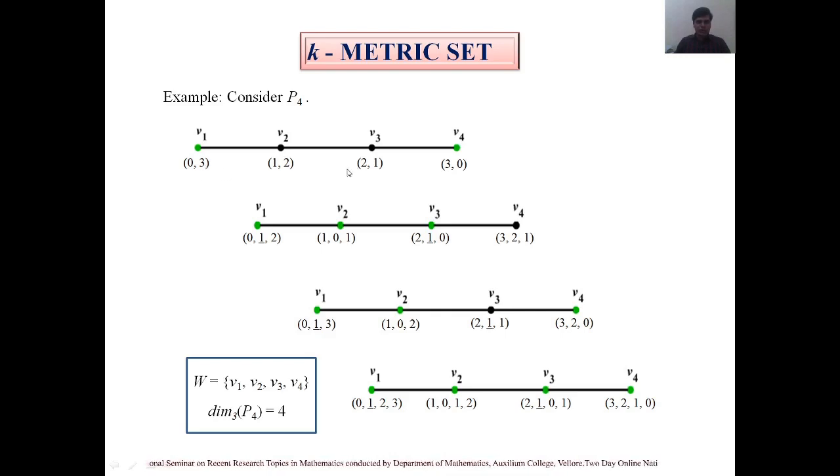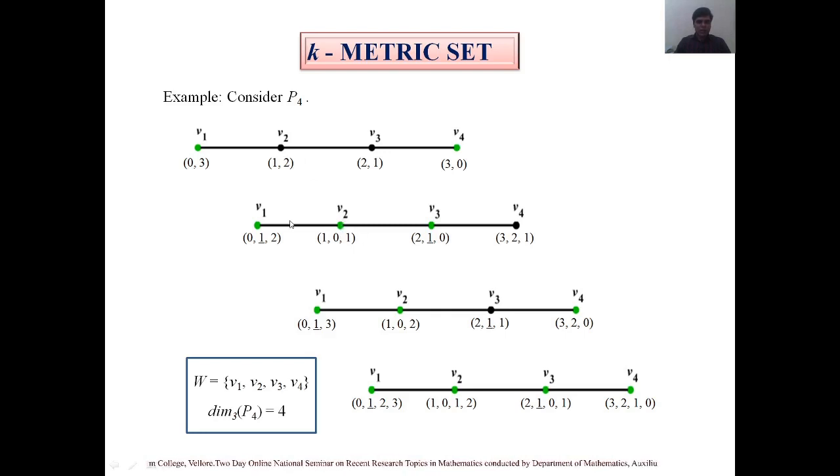If you consider any two vertices, there is a variation in two places. Suppose V1 and V3 I am taking, first coordinate is 0, here 2, here the second coordinate is 3, here second coordinate is 1. Therefore there is a variation in both the places. Therefore I can say that P4 is two metric set. But is it possible for me to increase this?